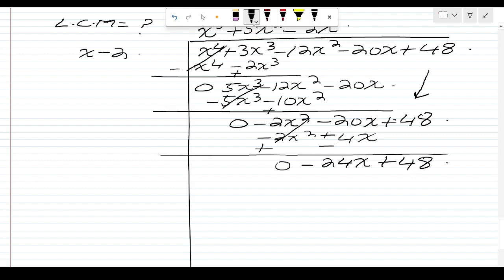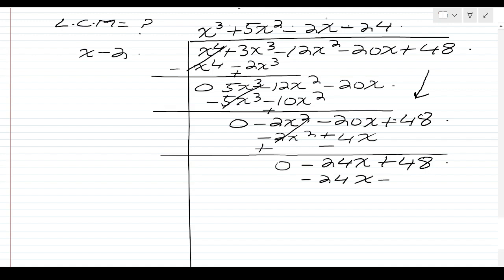Now we have negative 24x, that will be divided with x, that results in negative 24. So this quotient will be multiplied with both of our terms, that results in negative 24x, minus minus into plus, and 48. So the sign will be changed from negative to positive and positive to negative, and then we are going to draw a line here. Both of these will get cancelled with each other and our resultant is 0.